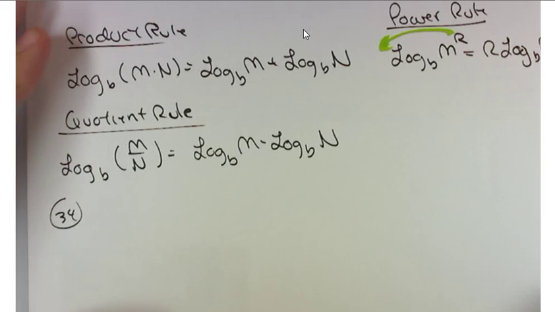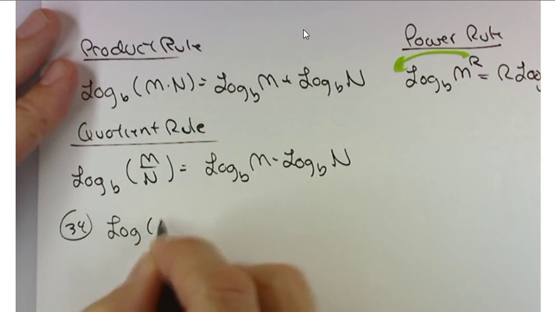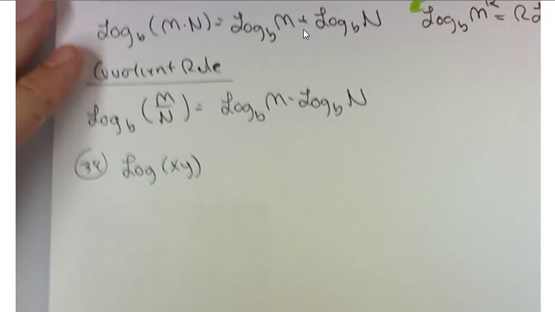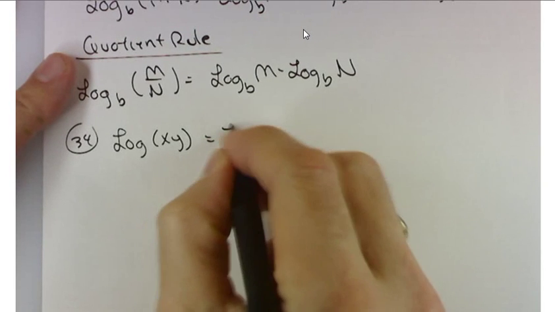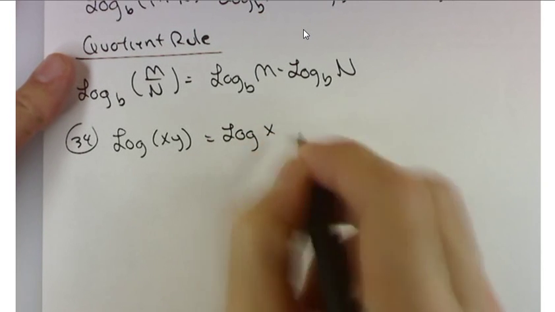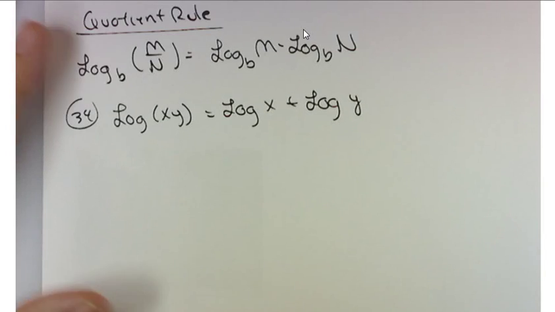So the log of xy. Now, have they written a base here? No. So what base is understood to be here? 10. So I'm just going to leave it as being understood. So it's just going to be the log of x plus the log of y.